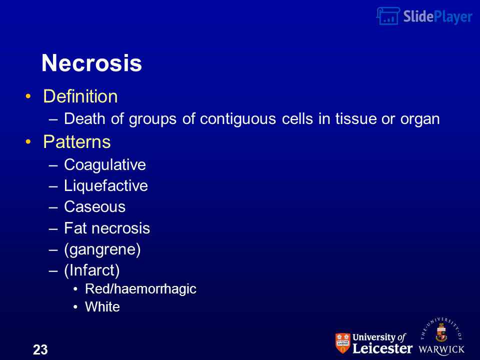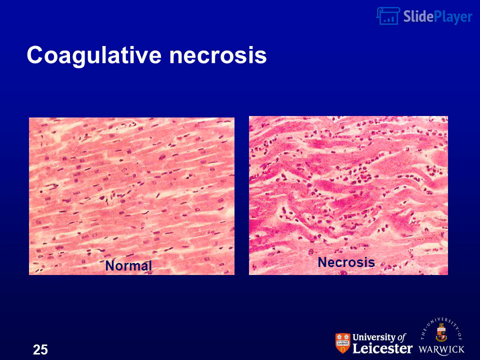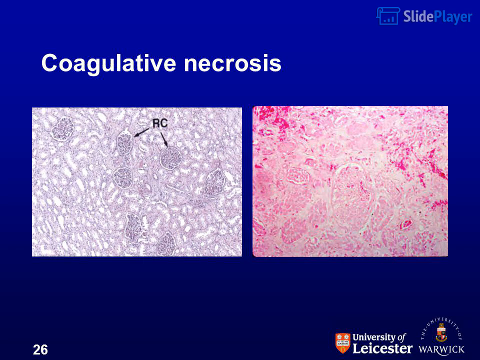Red/hemorrhagic, white. Coagulative necrosis: cells have died but the basic shape and architecture of the tissue endures. Most common manifestation of ischemic necrosis in tissues. Affected tissue maintains solid consistency. In most cases the necrotic cells are ultimately removed by inflammatory cells. The dead cells may be replaced by regeneration from neighboring cells, or by scar, fibrosis. Normal tissue, coagulative necrosis.